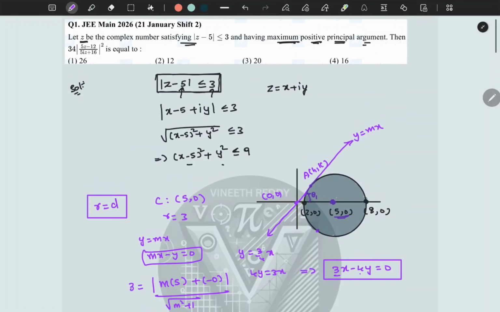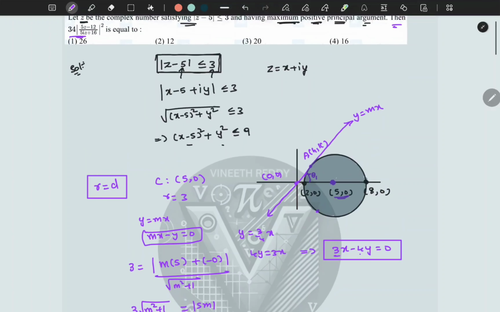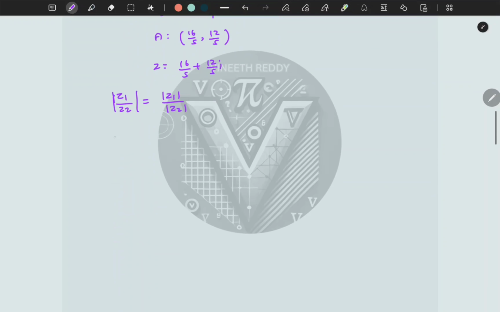Now he is asking us to find the value of this. So 34 times mod of 5z minus 12 by mod of 5iz. We know one property, that mod of z1 by z2 is equals to mod z1 by mod z2, dear students. So in that scenario, this 34 times, so what can we write here?